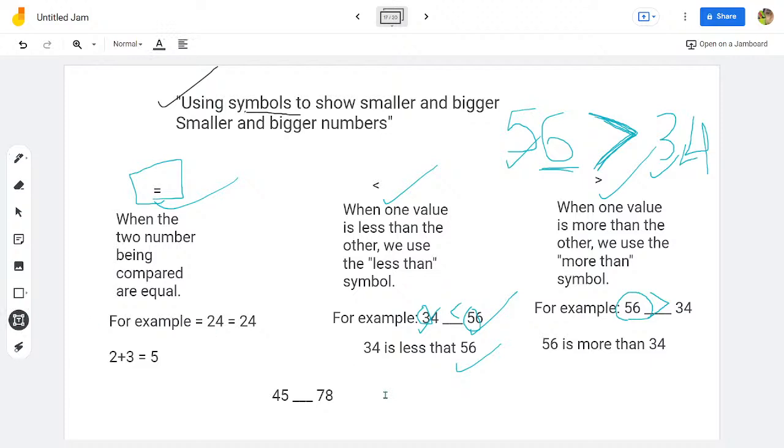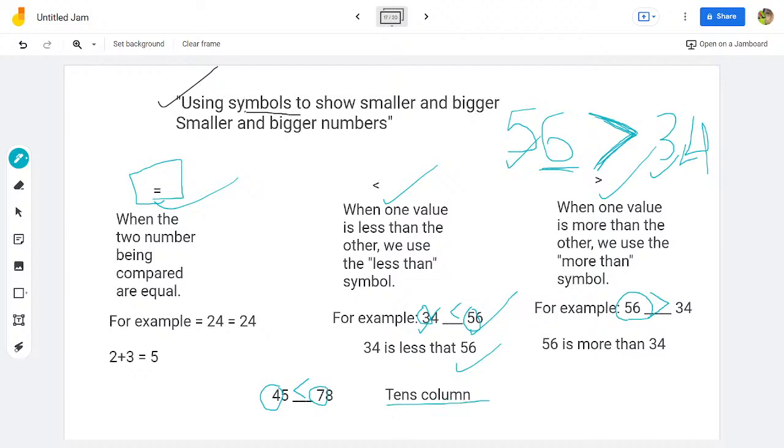The answer is we would look at the tens column. हम सबसे पहले tens column को देखेंगे. Here we have 4 in the tens column and here we have 7 in the tens column. So 7 is bigger than 4. So हम लोग 7 को consider करेंगे, 78 को bigger. So we would use the less than symbol over here. That means 45 is less than 78.